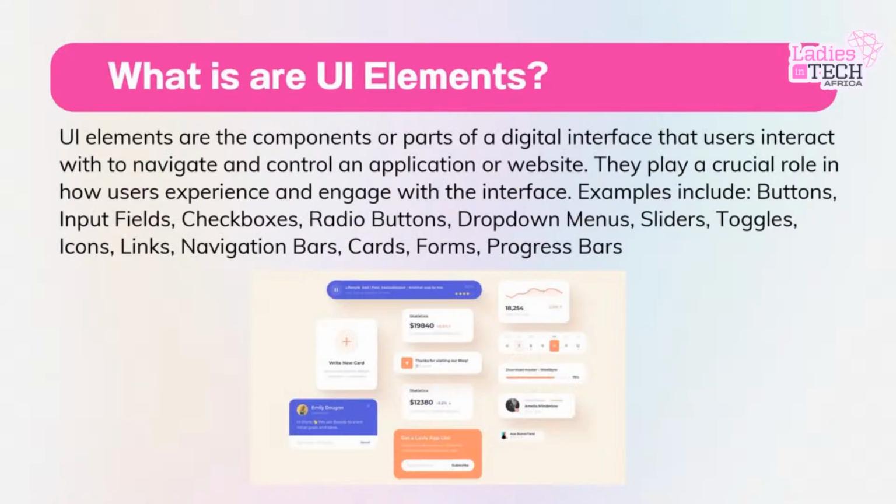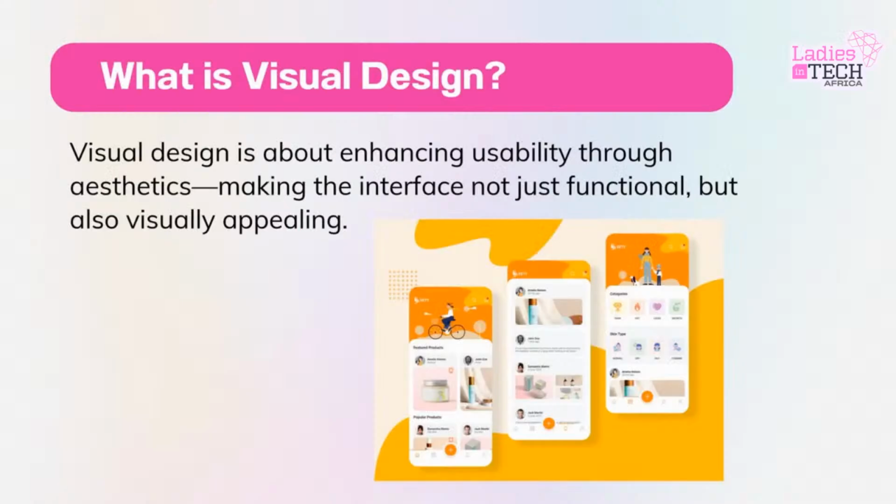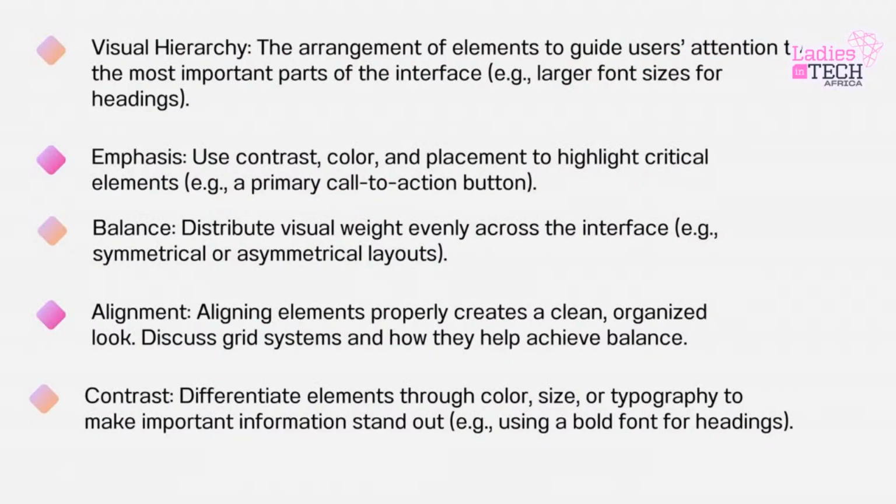And then we go to the third one, balance. So balance using visual weights evenly across the interface. So it could be symmetrical, it could be asymmetrical layout. So symmetrical is everything is aligned like left and right. So maybe look at a circle. You can symmetrically cut a circle into four. But let's look at a cloud. You cannot cut a cloud into even four sides.